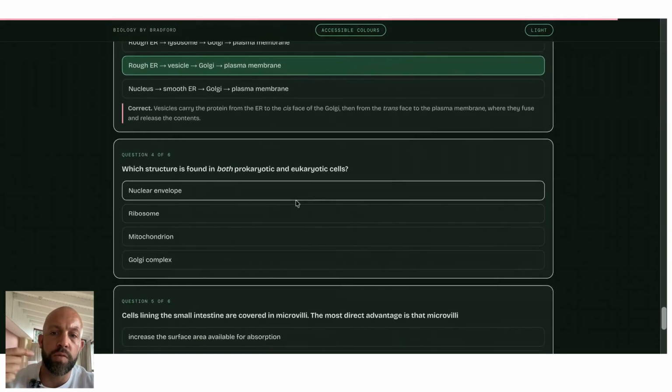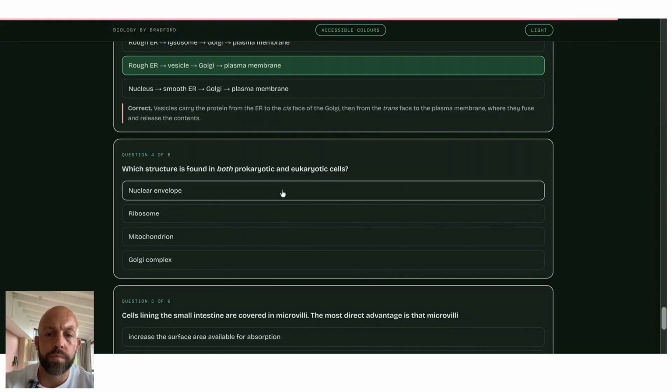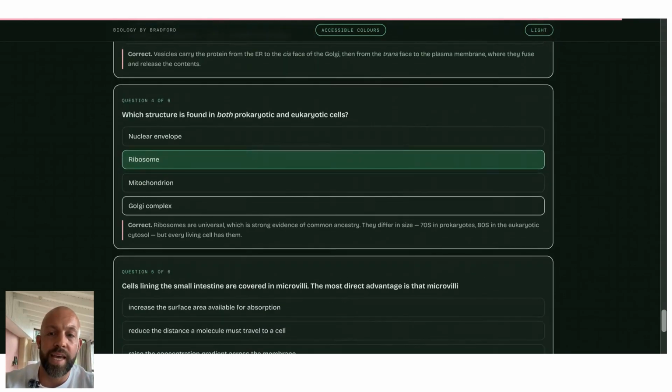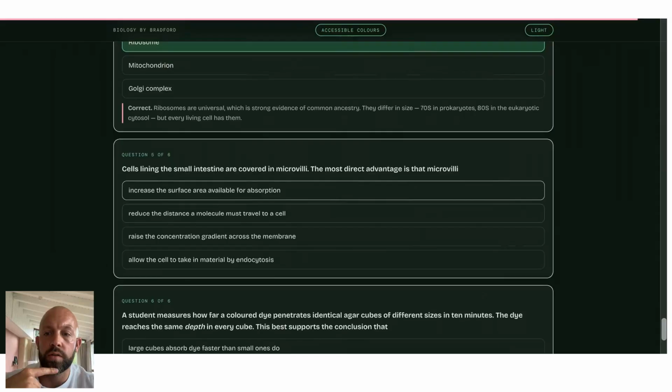Which structure is found in both prokaryotes and eukaryotes? You can do your DORA to think about what we've got there, as a comparison. And we have ribosomes in both. So there are 70S ribosomes in prokaryotes and 80S ribosomes in eukaryotes.